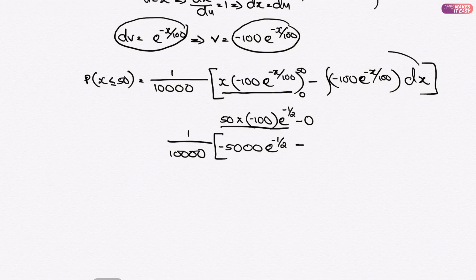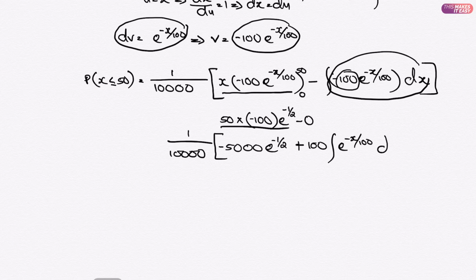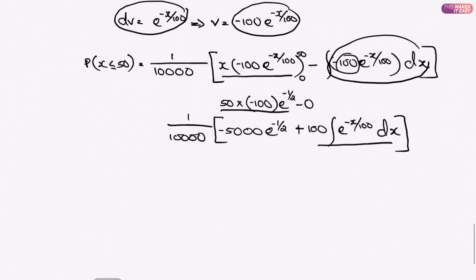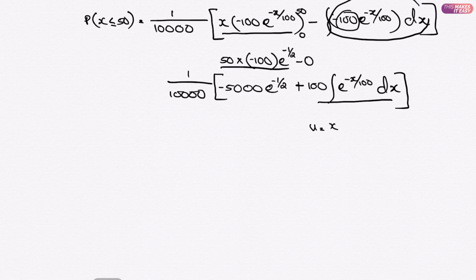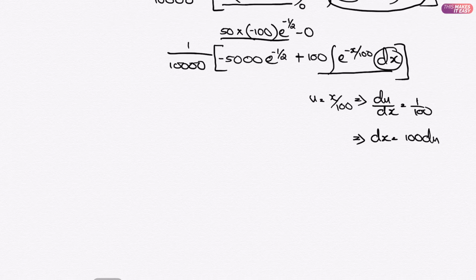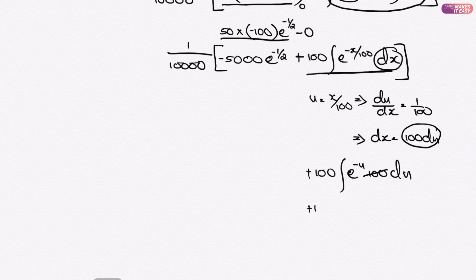Now we can integrate this part. Here we can take this constant outside, so it will be positive. For this I will use substitution. Let u be equal to x by 100, then du by dx is equal to 1 by 100, so dx is equal to 100 times du. So instead of dx we can write this. So I can write this all together as 100 e to the power minus u, 100 du. This I can take outside. So 10,000.